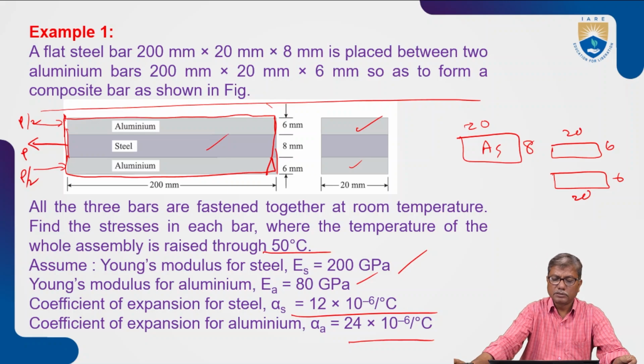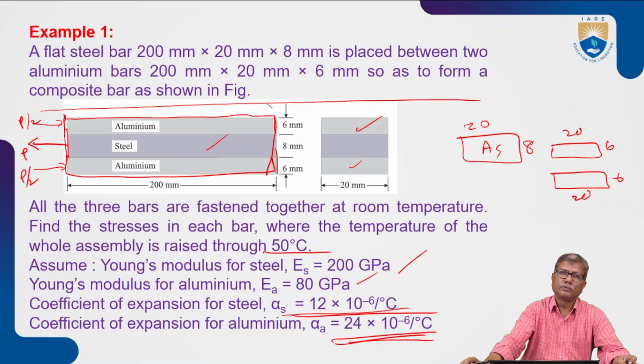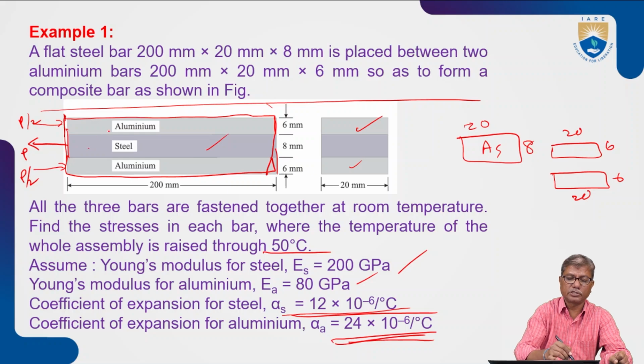Okay, because of high coefficient of linear expansion, thermal expansion, aluminum tends to elongate more, causing steel bar to be subjected to tension. At the same time, it is subjected to compression because it is restrained from free expansion, complete free expansion by steel bar. So there will be compressive force in aluminum bar and tensile force in steel bar. Okay.